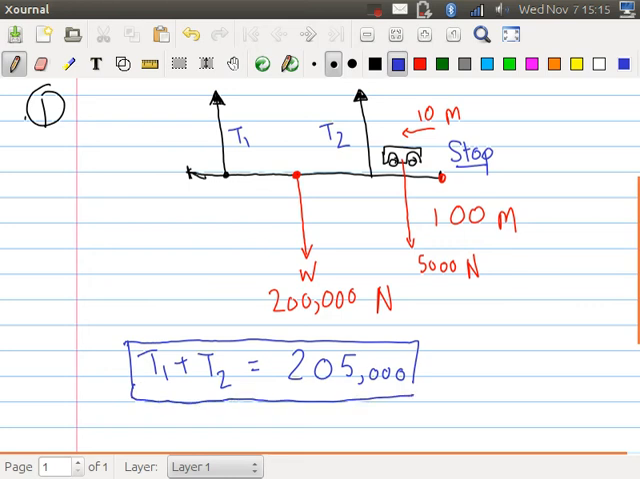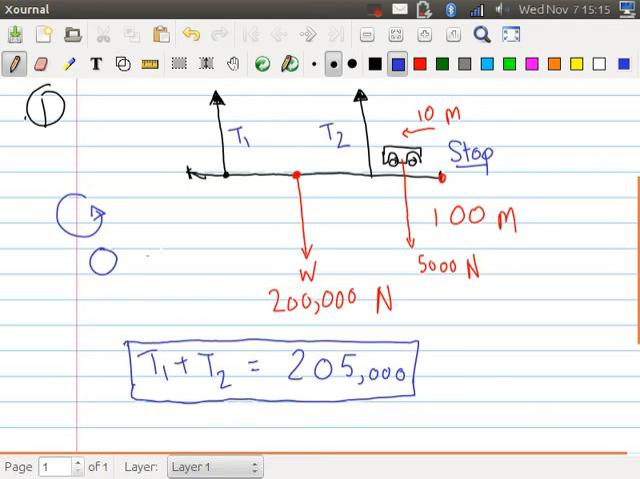So I need to find T1 and T2, but what's the problem? I only have one equation. So where do I get my other equation from? From the turning force. What's the total turning force? No, the number. What should it be?